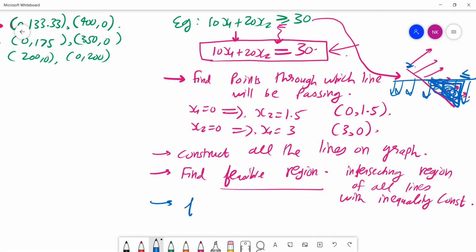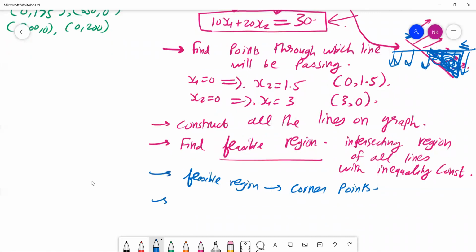Now for the feasible region, you find corner points, all the corner points. Corner points are nothing but the points where multiple lines are intersecting. So they are all the corner points. Next step is, from corner points, find the corner point solution.